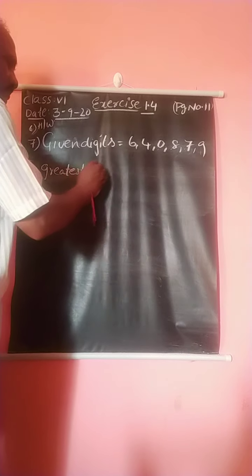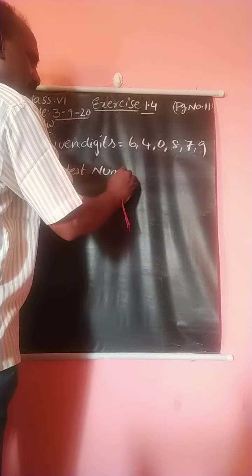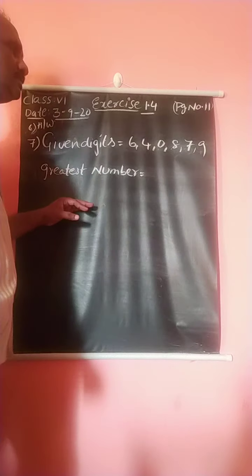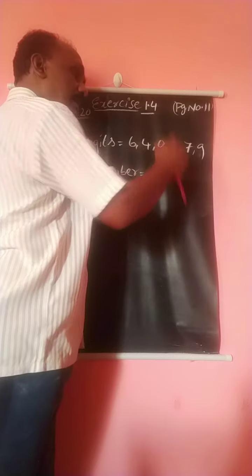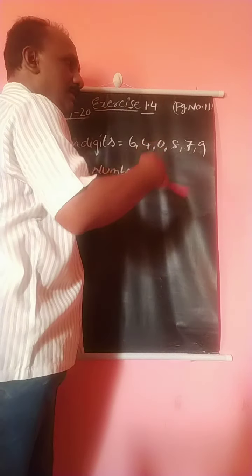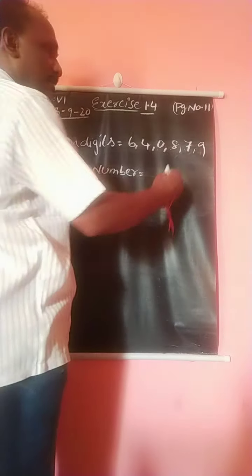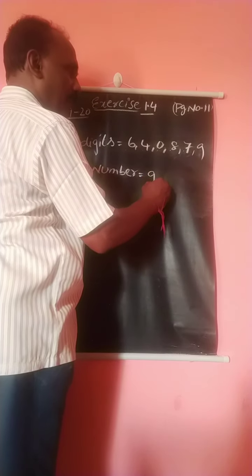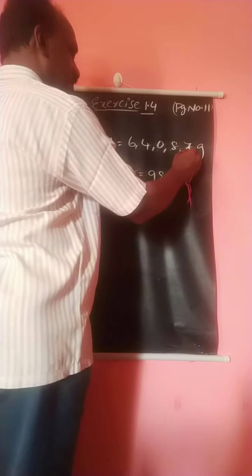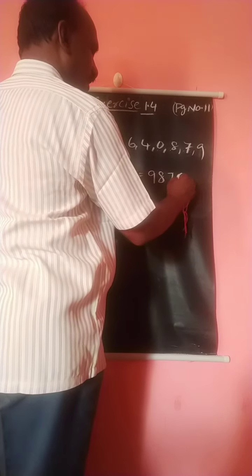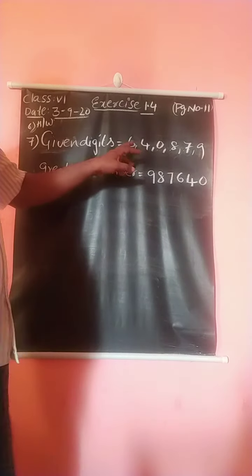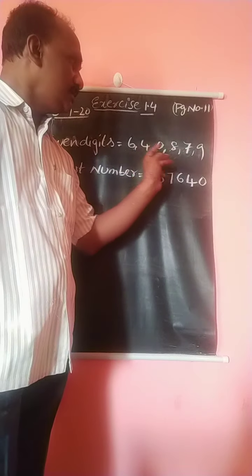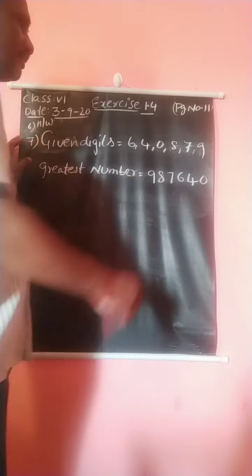Greatest number is... first greatest number. How will it come? Greatest number means you can write starting with the greater digit. That means descending digits you have to write down. Descending order digits. First of all 9, and after 8, next 7, next 6, next 4, 0. Listen here. By using all these 6 digits, what is the greatest number?